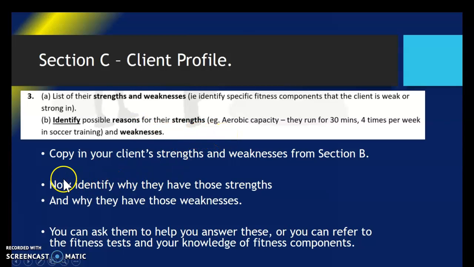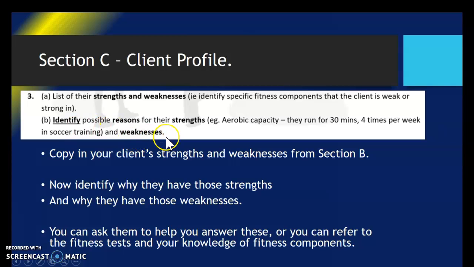So you might jot down they have a strength that is explosive power from their legs. And the reason they've got a strength there is because they're always jumping. You've got another example here. Reason for the strength, aerobic capacity. They always run. They're running for 30 minutes, 4 times a week for their soccer training. That's why it's a strength, because they're always working that fitness component.